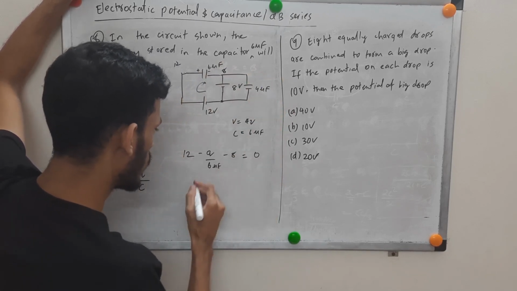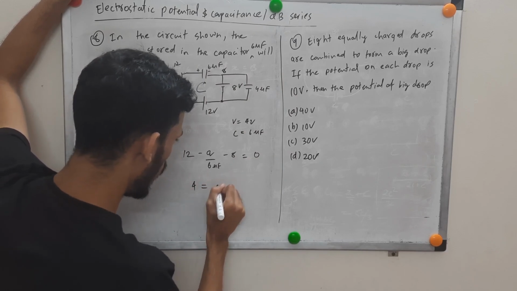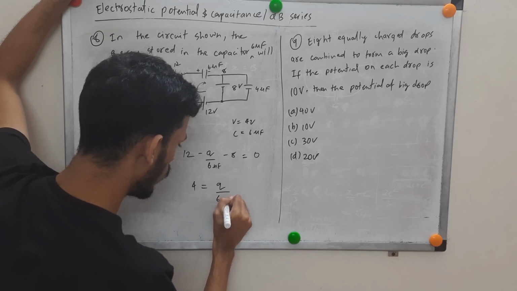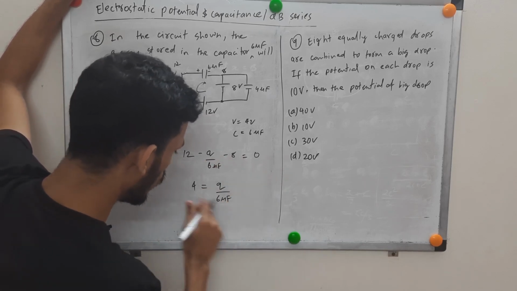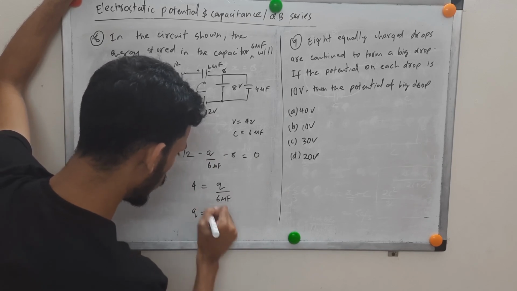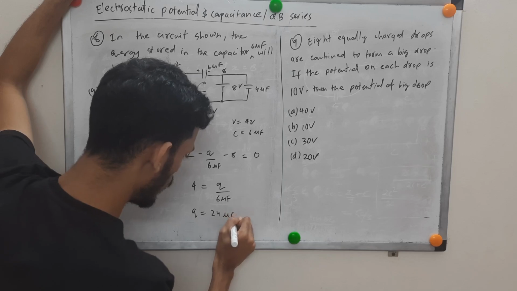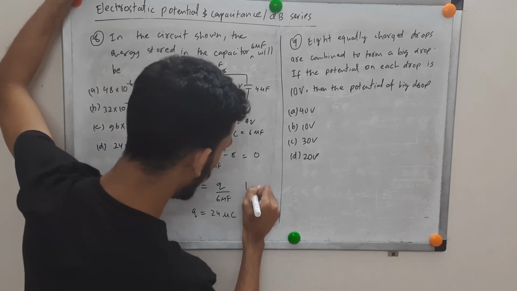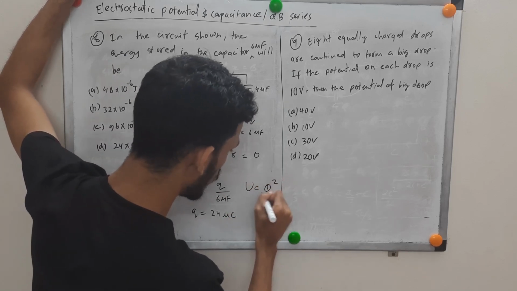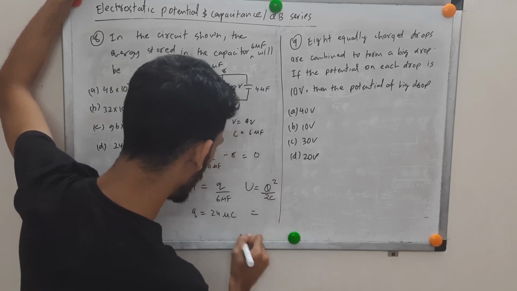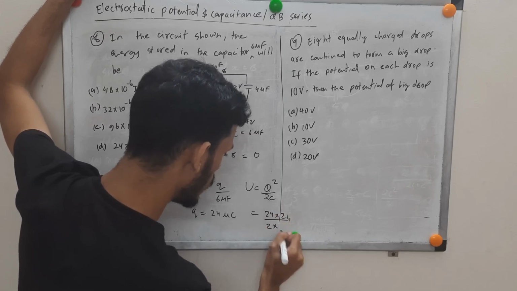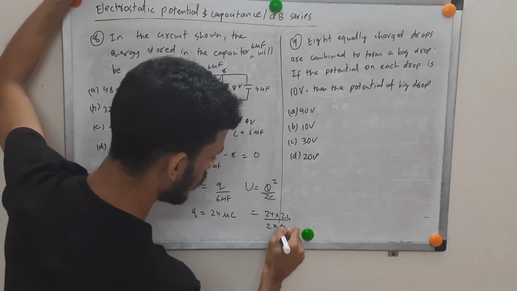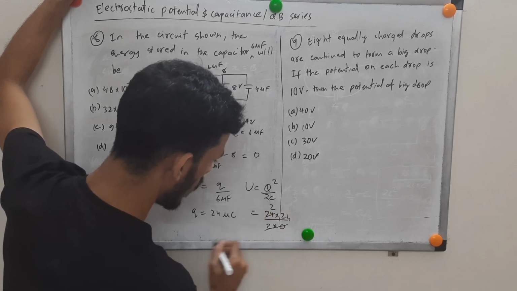So let's come to this. We have 4, and this will be Q by 6 microfarad, right? 12 minus 8 is 4, and take this to the other side. So you have Q equal to 6 times 4, which is 24 microcoulombs. The energy stored will be Q squared by 2C. So Q squared is 24 into 24, divided by 2 into C, where C is 6. 2 times 6 is 12, and 12 2s are 24.